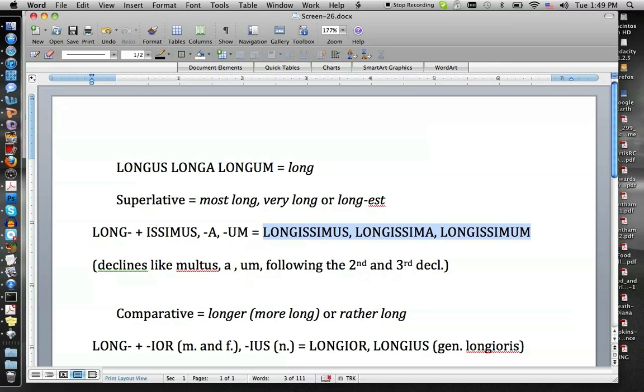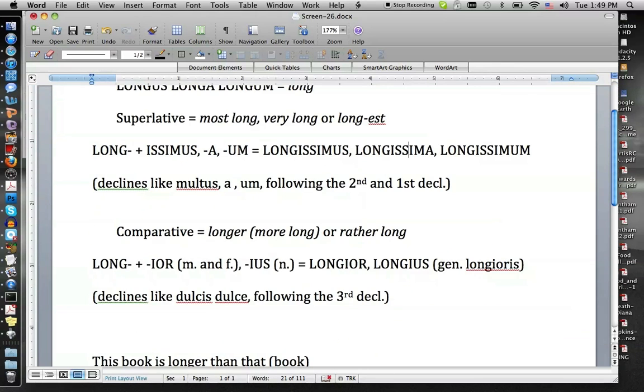longissima, longissimum, that you decline just like multus, multa, multum, meaning following the second declension for the masculine and the neuter, and the first declension for the feminine. Okay?